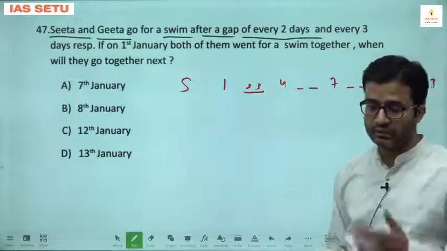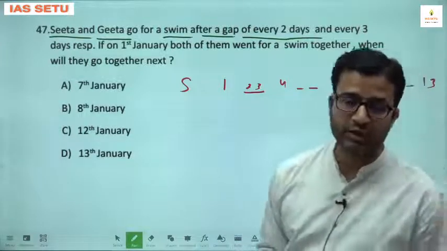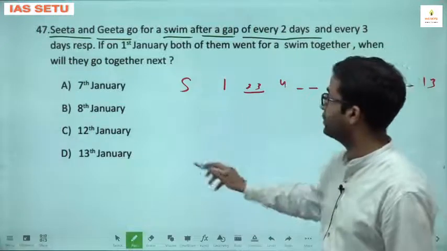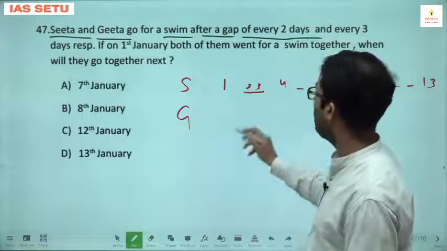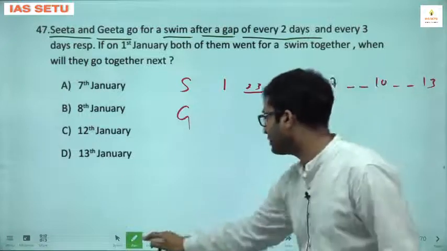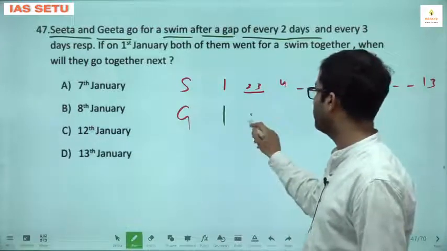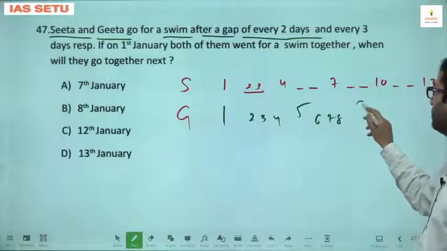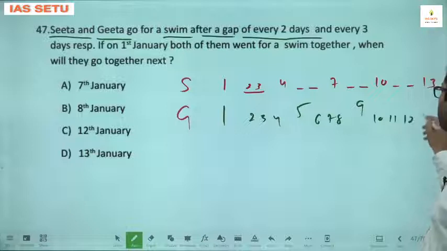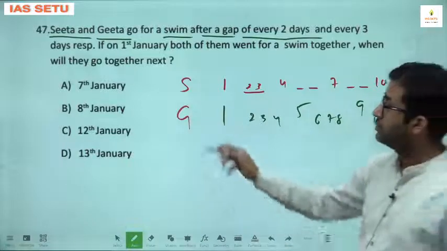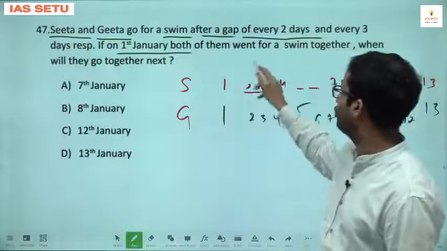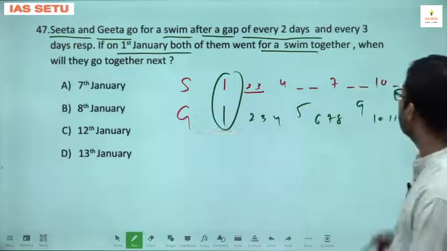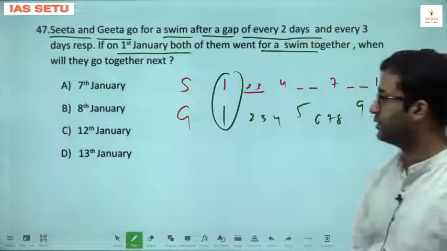Like some people take a subscription and go on the first day, then have 2 days off, a gap of 2 days. Geeta, after a gap of 3 days, goes on the first, then 2, 3, 4 off, 5, 6, 7, 8 off, 9, 10, 11, 12 off, 13. So if on 1st January both of them went for a swim together, when will they go together next? The answer is 13 January.